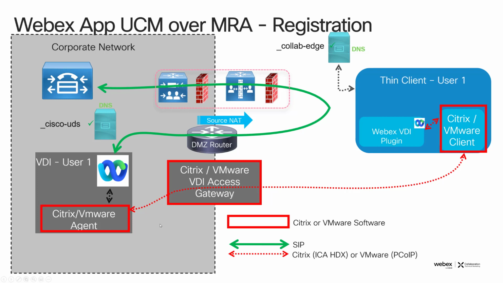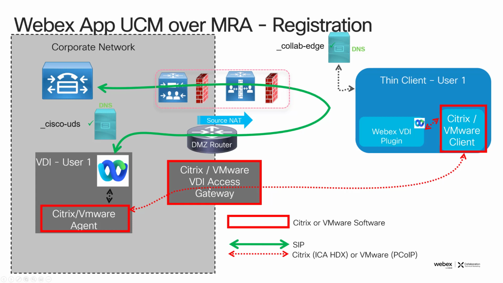So our gray box this time is our corporate network. So everything inside the gray box is on our corporate network. We have our thin client user, which is at home or roaming in another location. We have DNS, and the DNS is outside the corporate network. So this is public DNS. So this is DNS that's accessible from anywhere.